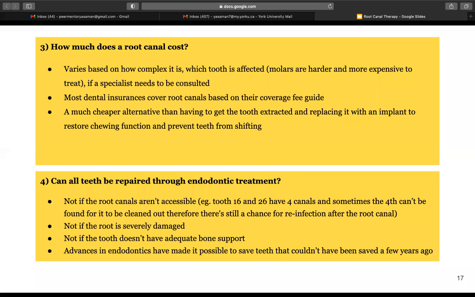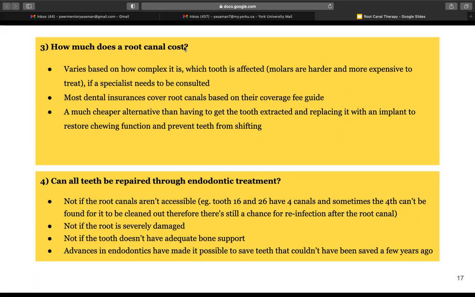Also, most dental insurances cover a root canal procedure. It would depend on the kind of coverage you have. The root canal procedure is a much cheaper alternative than just getting your tooth extracted and replacing it with a dental implant, which basically also restores chewing function and prevents any teeth from shifting.